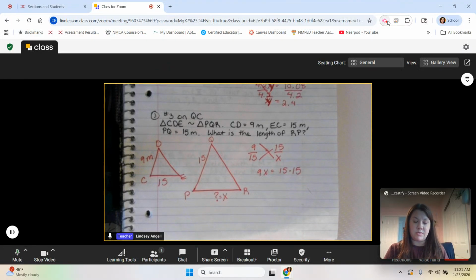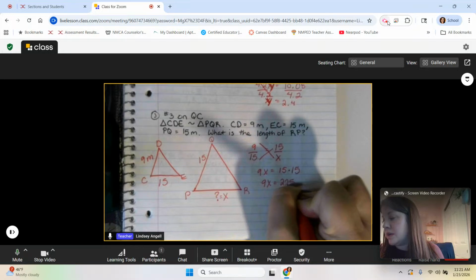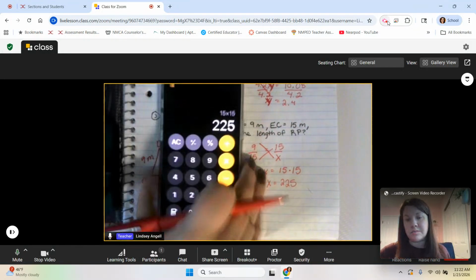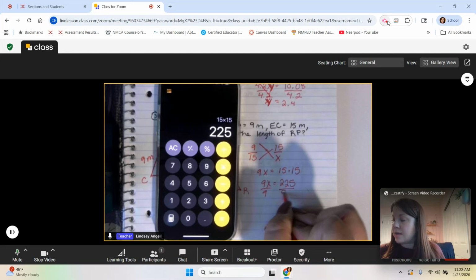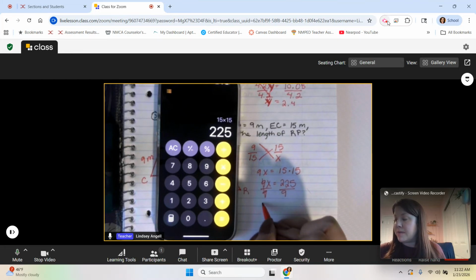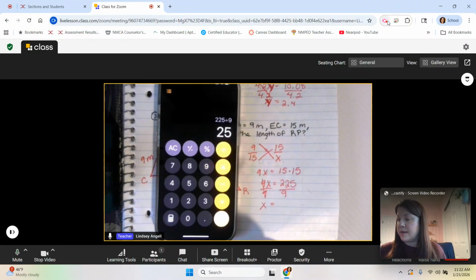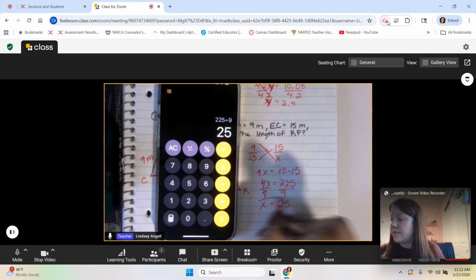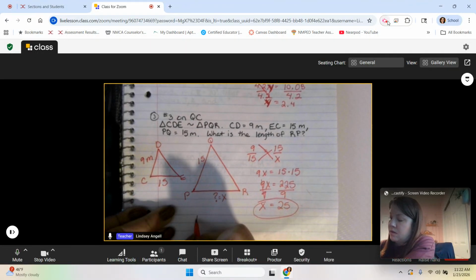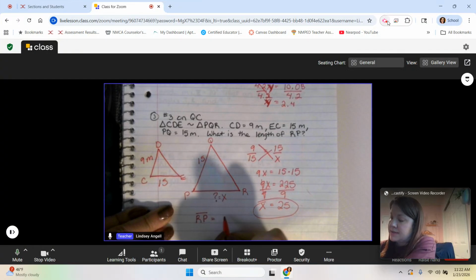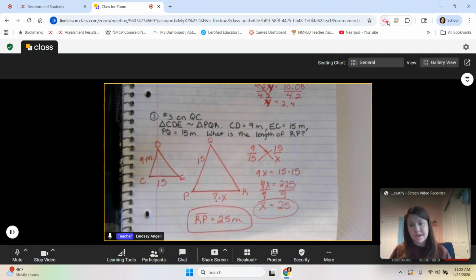That would be awesome if you do. But that gives us 9x equals 225. That's a perfect square, so you might have it memorized. Okay? But then with this part here, 9 divided by 9, that gives me x by itself. But then I can divide by 9. And that gives me 25. So side RP is equal to 25, and in this case they'd be meters. Okay? So that would be your final answer.